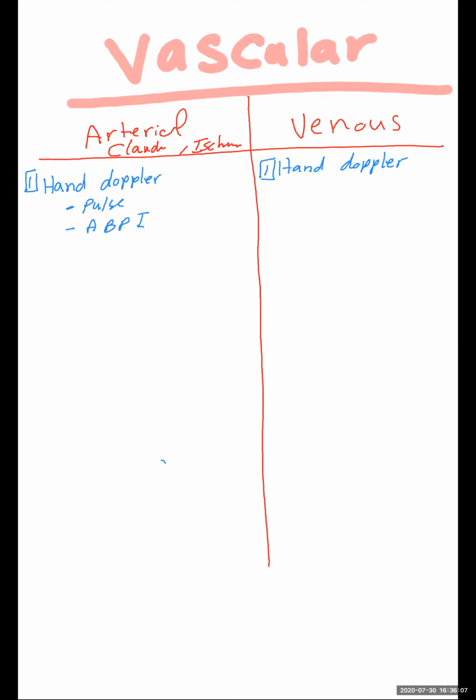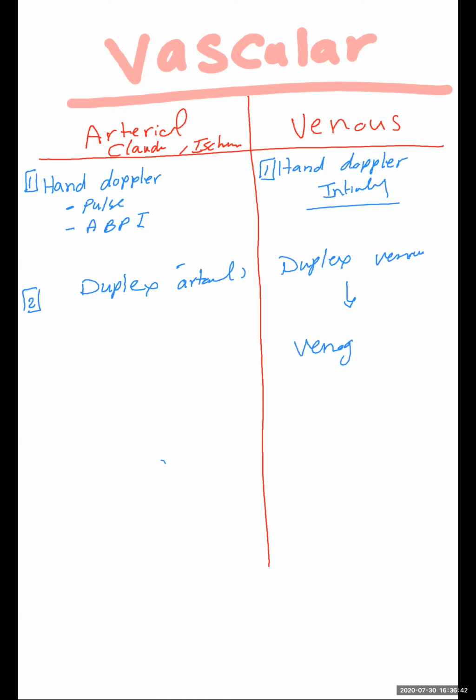Go through this sequence. Number two, duplex, arterial, and here is venous duplex. So this is initially. Venous duplex, okay? Then the golden standard for venous is venography. Golden standard. This is how to go. Patient with varicose vein, hand Doppler, then venous duplex. Asking for the golden standard, venography.